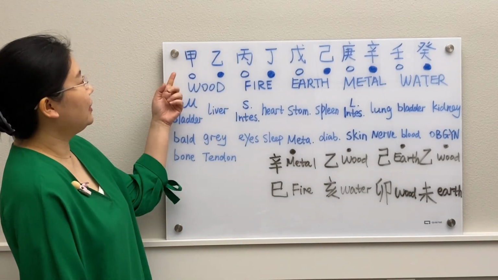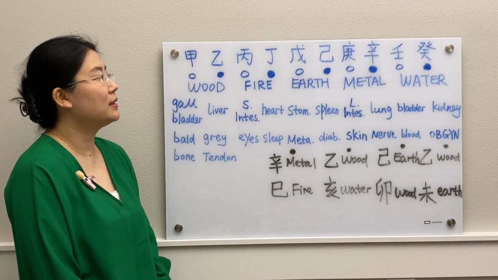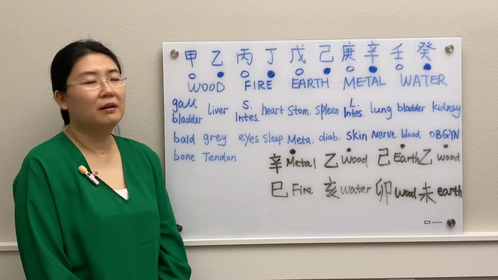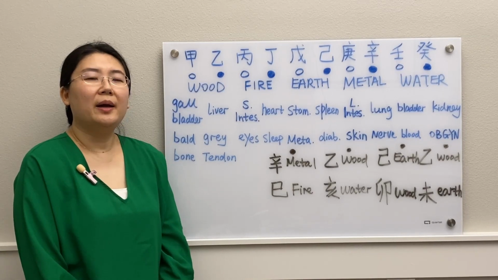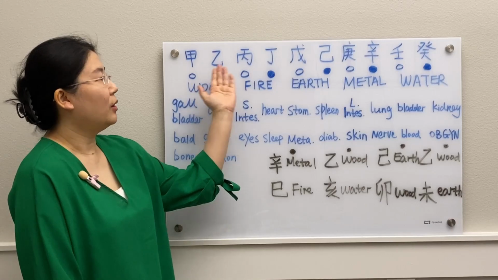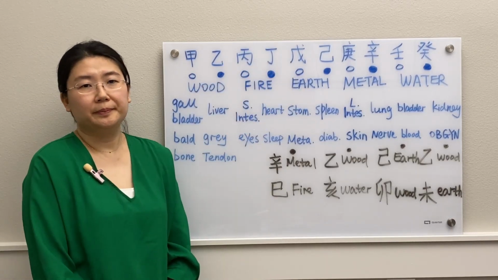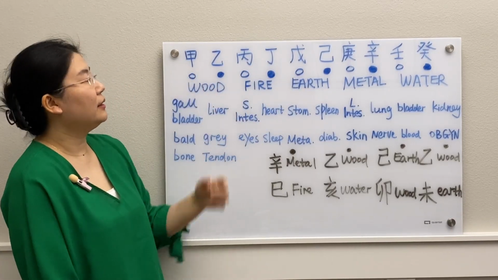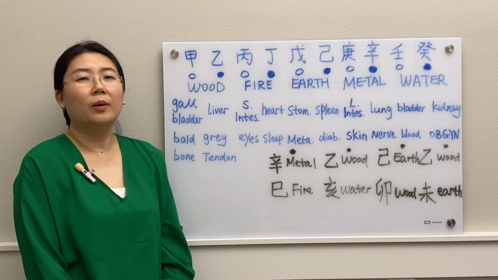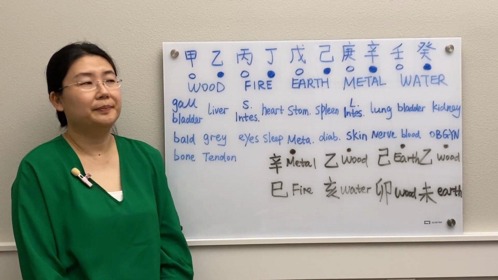And here's a revisit of the 10 heavenly stems. We have the 5 elements: wood, fire, earth, metal, and water. And because of the yin and yang difference, there's a total of 10 in this group. And each of those 10 letters corresponds to either a vital organ or a potential health risk.